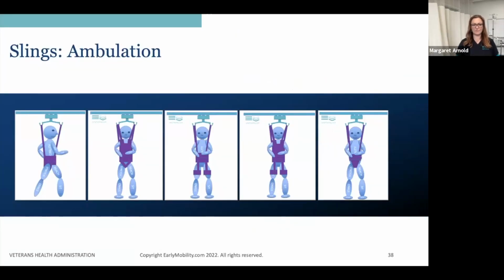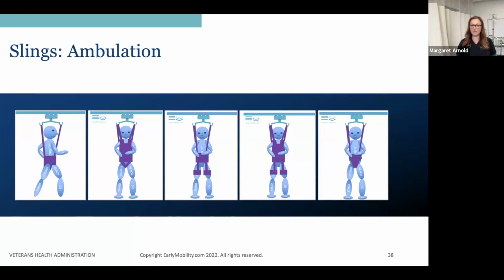Ambulation slings. There are many different types of ambulation slings, as you see in this slide. There are some that are basically a belt around the pelvis or the waist with straps coming between the legs for fall arrest. There are some slings that are more of a vest style. Some have supports through the legs. Others catch the patient around the ribs if the patient loses their balance.